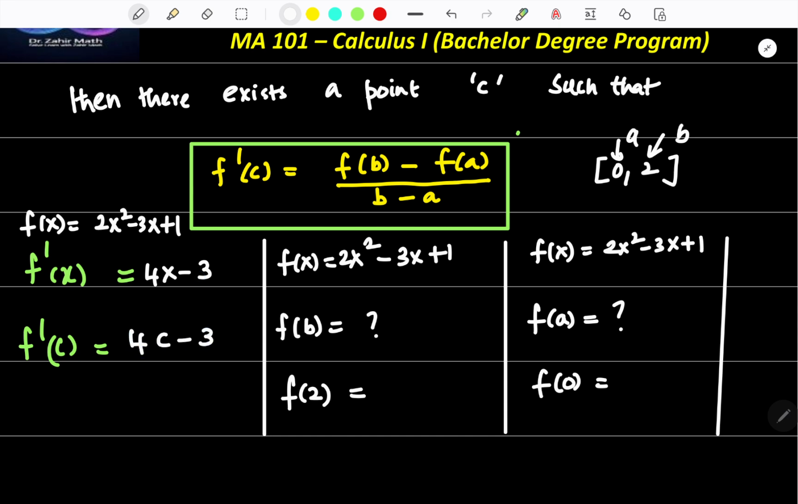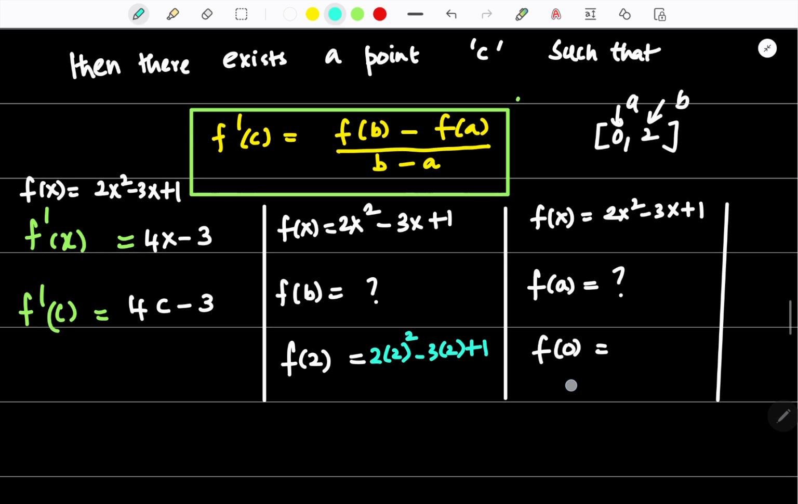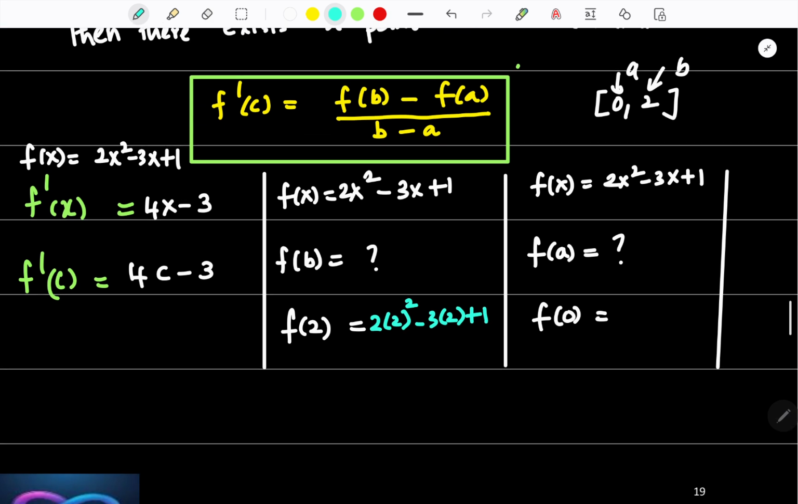Now f of b. So you're going to put 2. So 2 into 2 square minus 3 into 2 plus 1. So 2 square is 4. 4 into 2 is 8. 8 minus 6 and then plus 1, which is going to become what? 3. So f of 2 is equal to 3. Clear? Right. Next is f of 0.